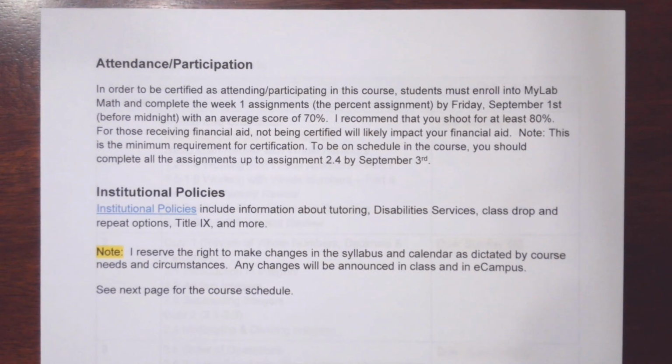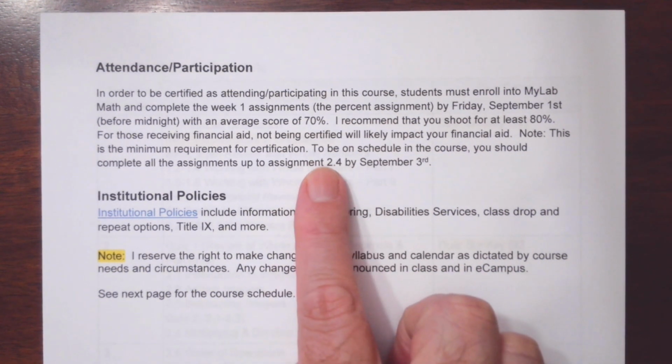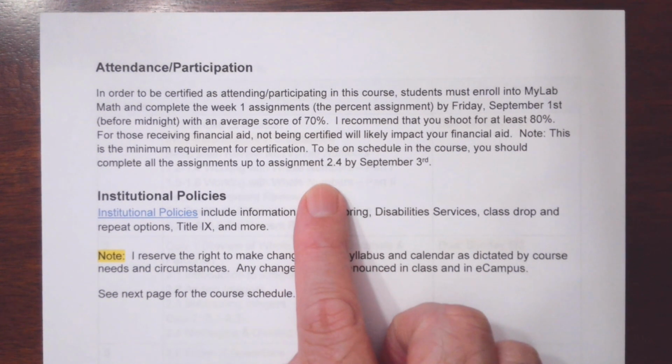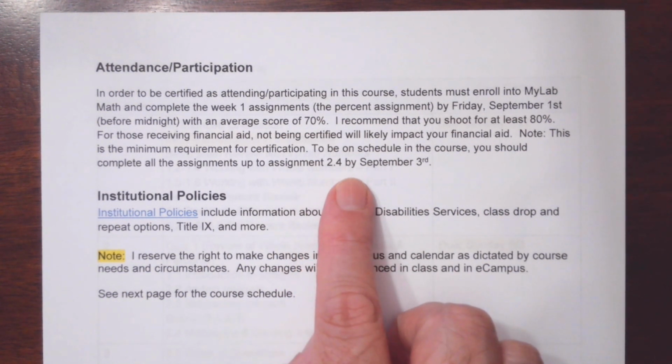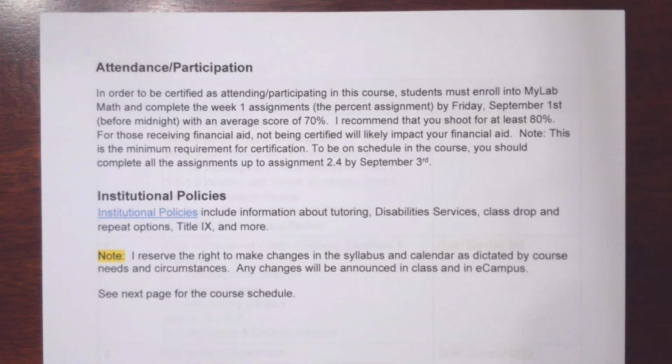Basically, up to the percent assignment by Friday, September 1st. Please get that done so that I can certify you as attending the course. If you're getting financial aid, it'll be a real problem if you're not getting certified. Now I want to point out, this is the minimum requirement for certification. To be on schedule in the course, you should complete all the assignments up to assignment 2.4 by September 3rd. You'll see that in just a minute.